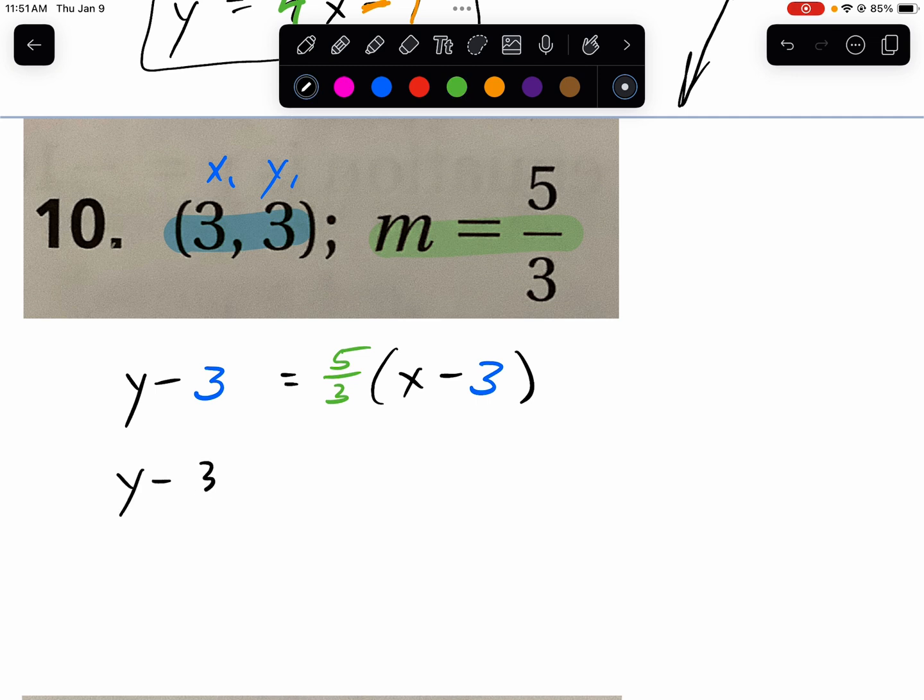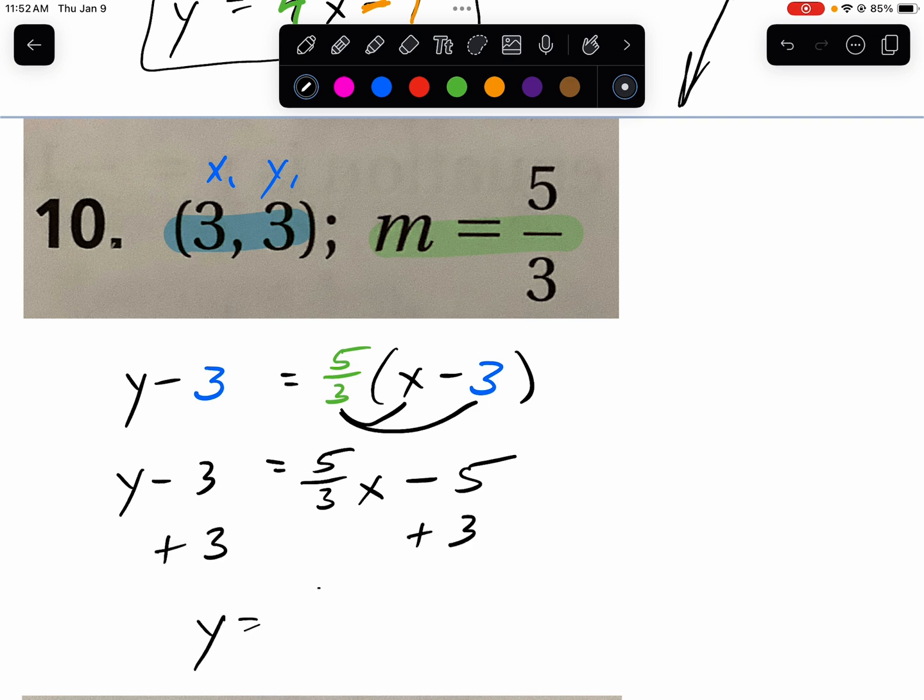First thing I'm going to do is distribute my 5/3. That's just 5/3 x minus 5. Add over your 3, and you end up with 5/3 x minus 2. And once again, that 5 over 3 is the slope, right? We actually started with that. And by putting it into slope-intercept form, we also get out of it the y-intercept right there.